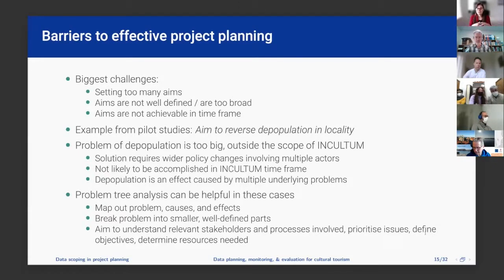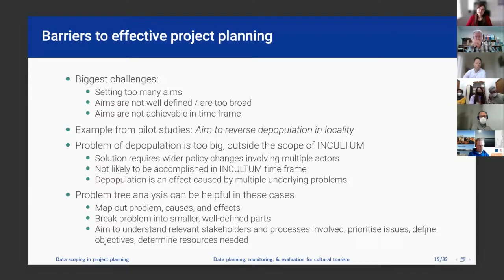What goes wrong in this? Well, first of all, as we mentioned, a big barrier is setting too many aims. Often the aims are not well defined, or they're very broad and all-encompassing, or the aims are just not achievable in the time frame. So an example Carson brought up, it's very funny you brought it up. I have it here as well.